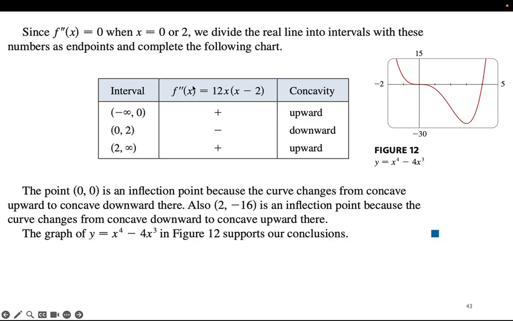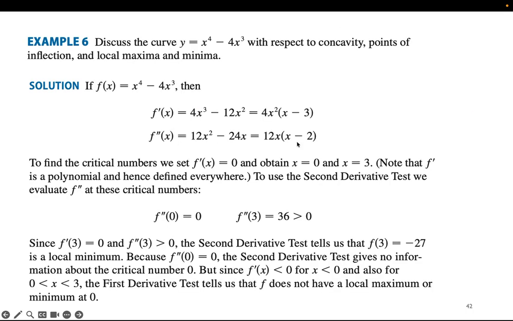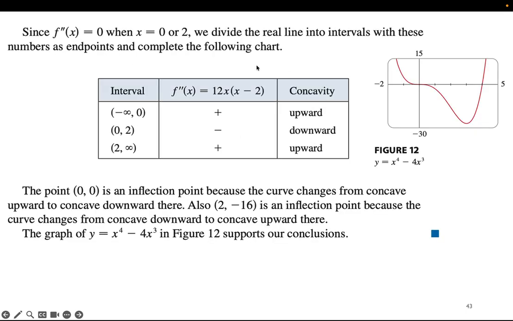And then if you plug in to find concavity, you have to figure out where f double prime is 0. So if you solve for f double prime being 0, you have 0 or 2, and then we can do another number line. You plug in points between them into f double prime, and now f double prime being positive means concave up, being negative means concave down.